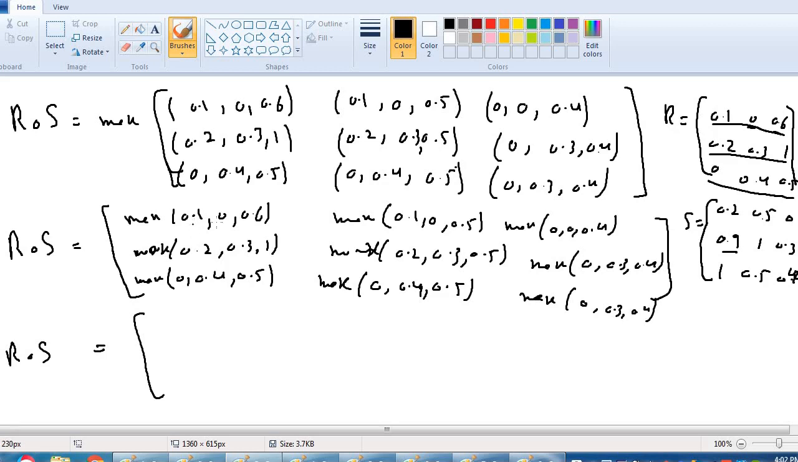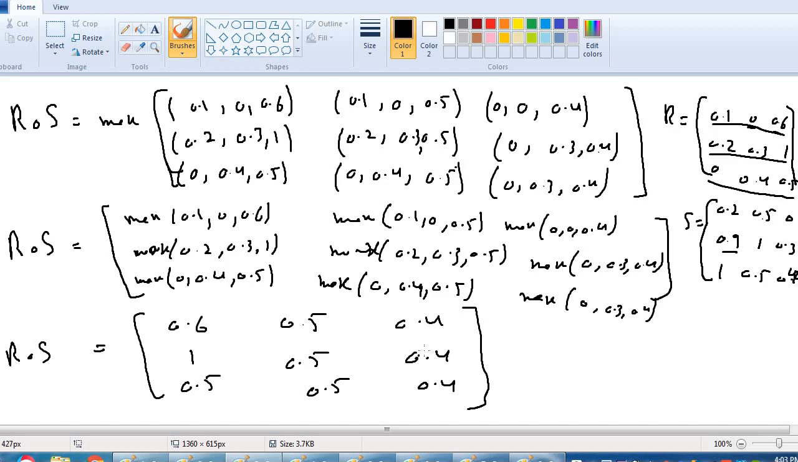We have fuzzy numbers 0.1, 0 and 0.6. The maximum value from these three is 0.6, we get 0.6. Here the maximum value is 0.5, we get 0.5. Here the maximum value is 0.4, we get 0.4. Now the maximum of 0.2, 0.3, 1 is 1, we get 1. Then 0.2, 0.3, 0.5 we get 0.5. Then the maximum of this is 0.4. Then the maximum of these three is 0.5. Then again 0.5 and 0.4. So this is our composition of two relations R and S.